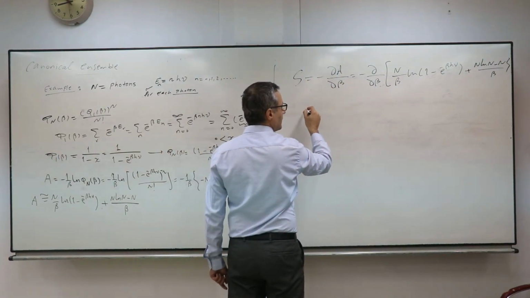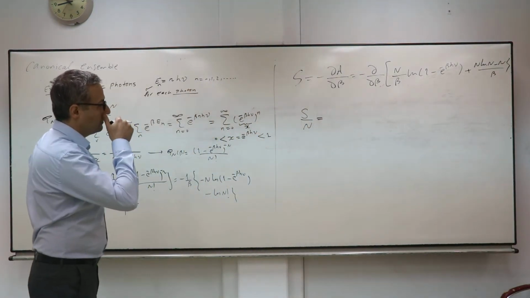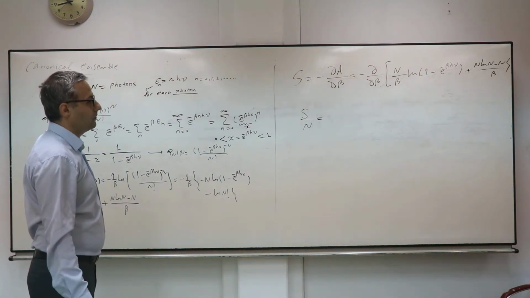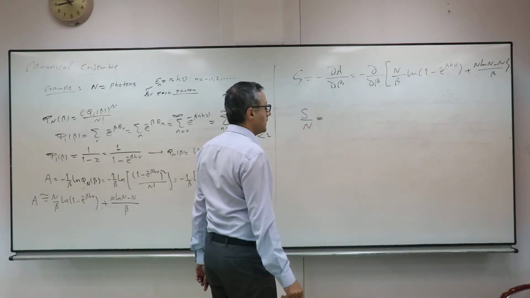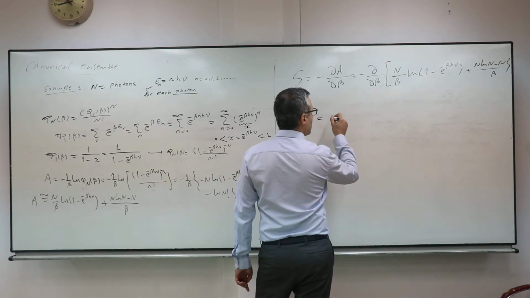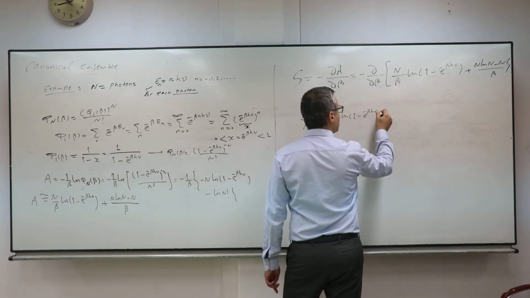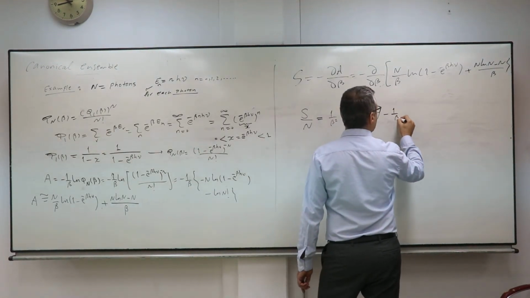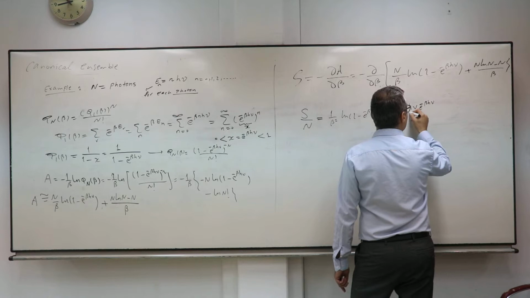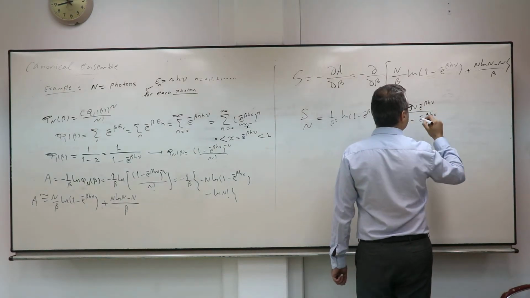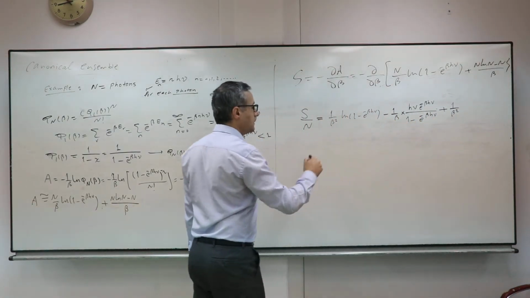So S over N will be, just take the derivative of that. You can take the derivative of this expression. So 1 minus 1 over beta squared, logarithm of 1 minus e to the minus beta h nu, minus 1 over beta, I want to take the derivative of that. So h nu e to the minus beta h nu over 1 minus e to the minus beta h nu, plus 1 over beta squared. Just like playing with this.